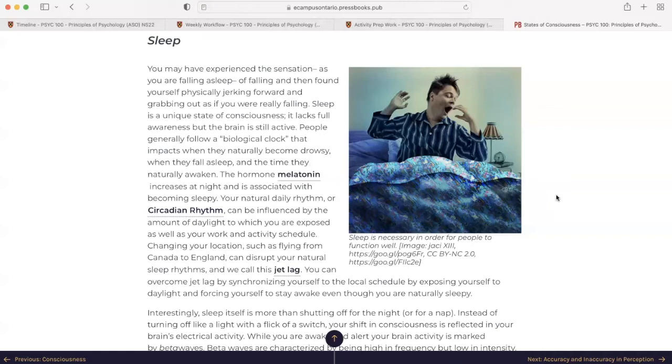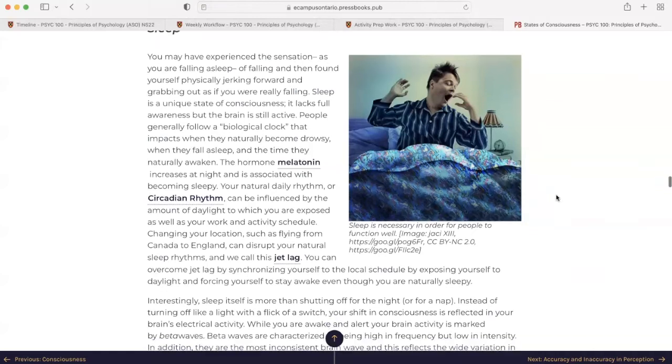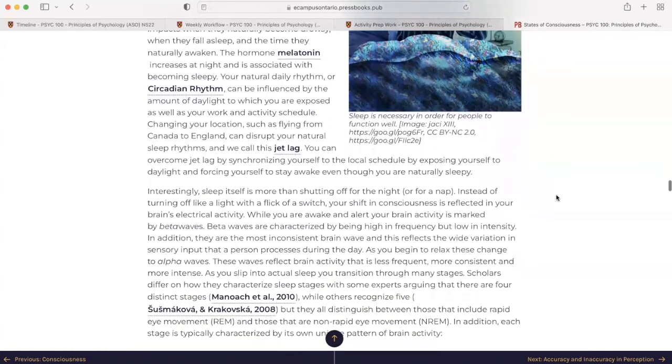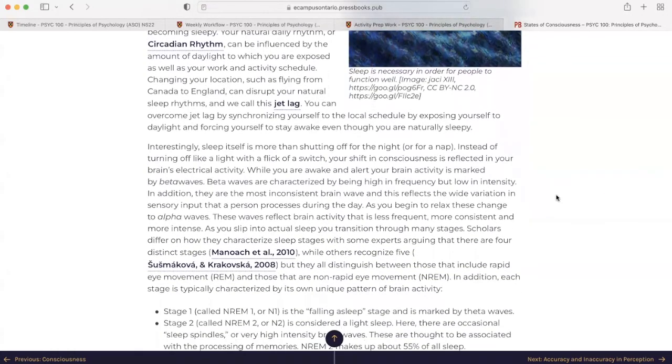Your natural daily rhythm or circadian rhythm can be influenced by the amount of daylight to which you are exposed, as well as your work and activity schedule. Changing your location, such as flying from Canada to England, can disrupt your natural sleep rhythms, and we call this jet lag. You can overcome jet lag by synchronizing yourself to the local schedule, by exposing yourself to daylight and forcing yourself to stay awake, even though you are naturally sleepy.